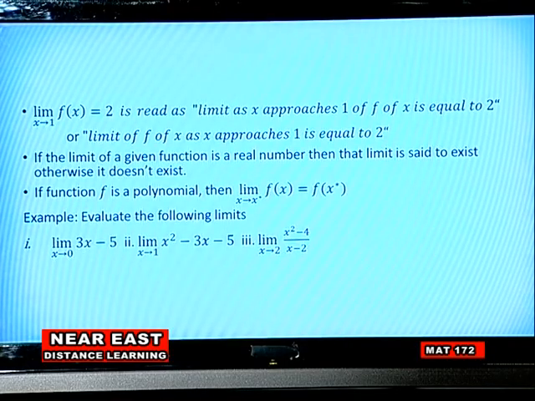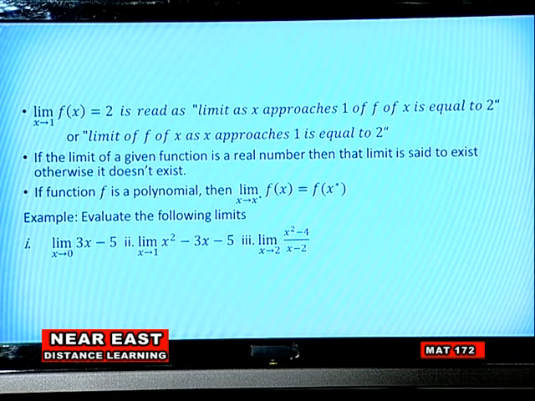It is written as the limit as x approaches 1 of f of x is equal to 2. Or, writing the expression for our function, the limit as x approaches 1 of 2x is just equal to 2. This is how we read it, as given in the slide: the limit as x approaches 1 of f of x is equal to 2, or the limit of f as x approaches 1 is equal to 2. So that is the idea of limit.